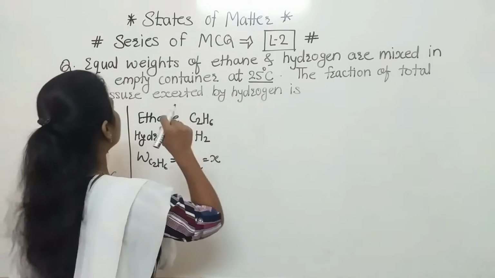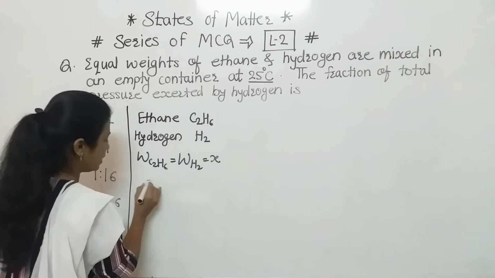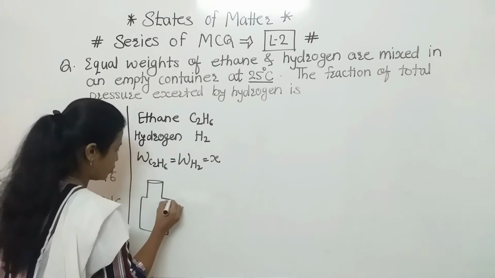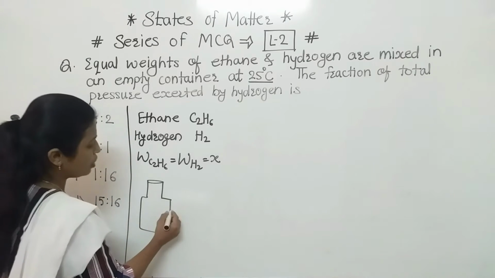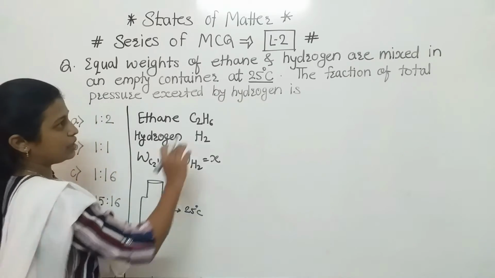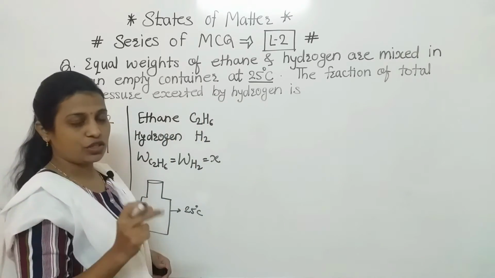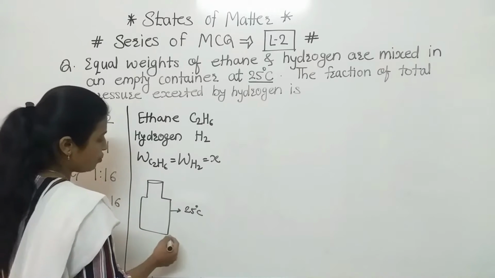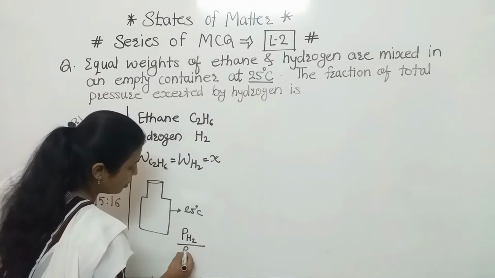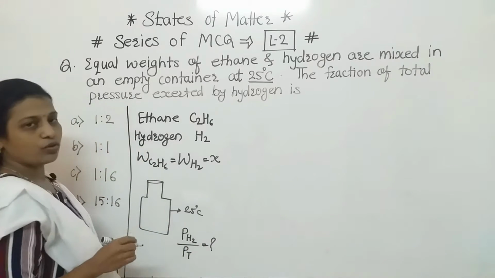Clear? They are mixed in an empty container, means one empty container is there, and in that they have taken these two gases whose mass is the same, at a temperature of 25 degrees Celsius. The fraction of total pressure exerted by hydrogen that we have to find out means we have to find the ratio of the pressure of hydrogen to the total pressure.